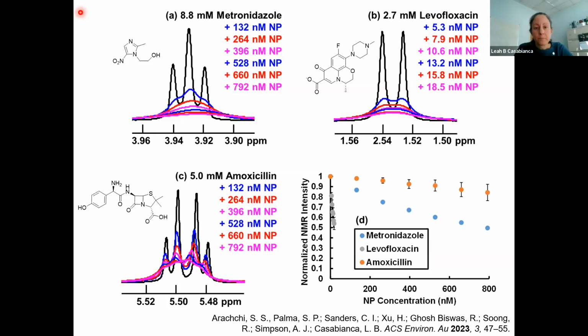line broadening. And if you notice, for the levofloxacin, the signal intensity decrease is much more drastic than the other two antibiotics, and the line broadening as well. So it takes a much lower concentration of nanoparticles to observe the same line broadening for levofloxacin as compared to the other two antibiotics. So this indicates that levofloxacin has many more binding sites on the nanoparticle surface than the other two antibiotics.